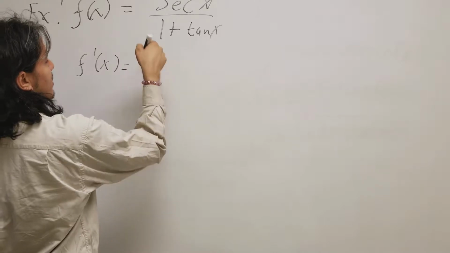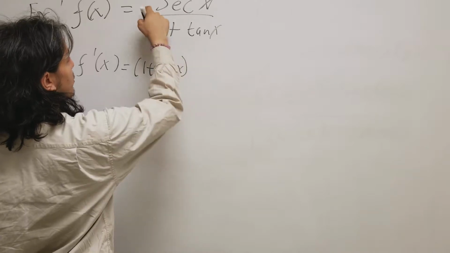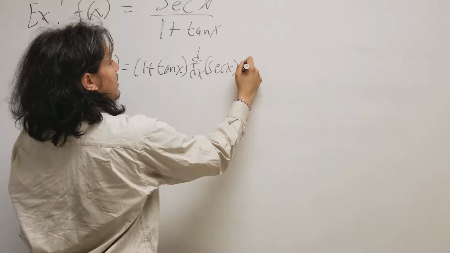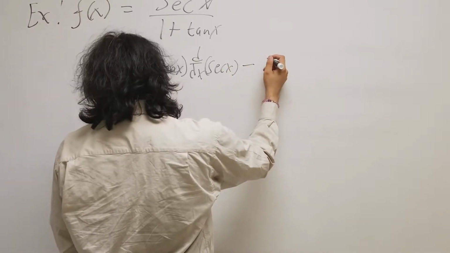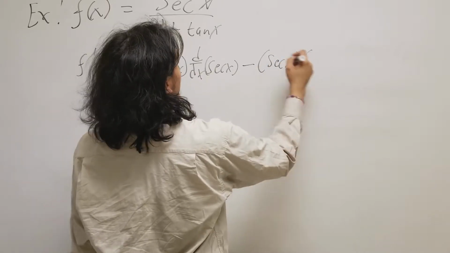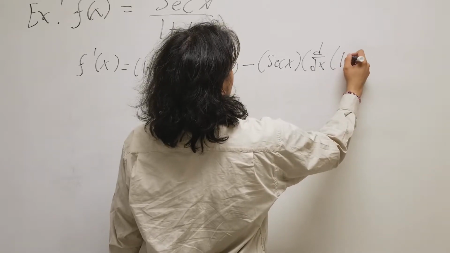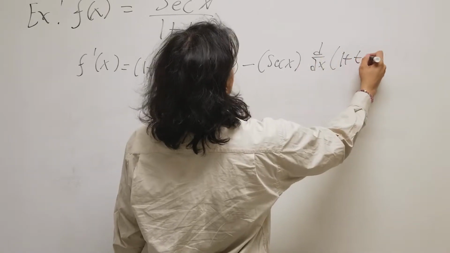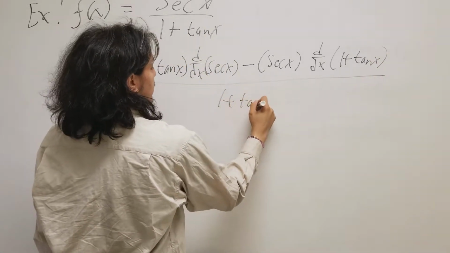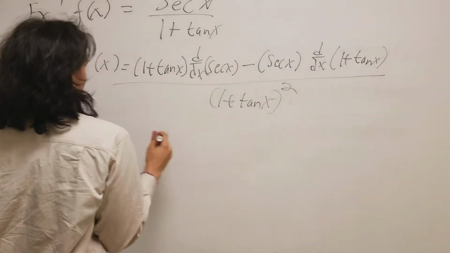So that's the denominator, 1 plus tan x, times the derivative of the numerator, secant, minus the numerator, secant x, times the derivative of the denominator, 1 plus tan x, all over the denominator getting squared. So this is something that you're not going to change.